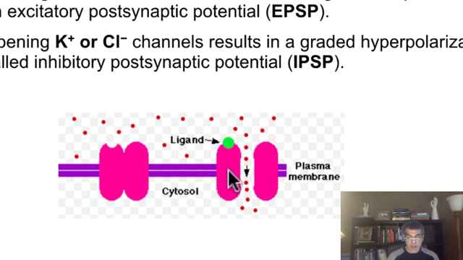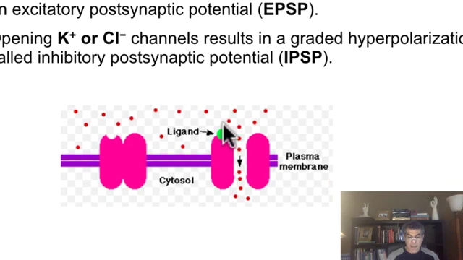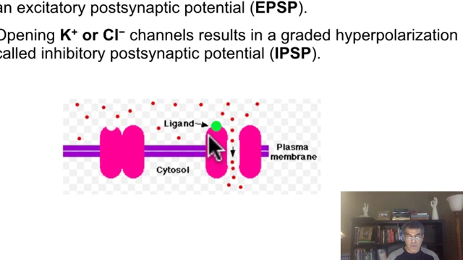By the same token, if this channel is for potassium, potassium is going to leave the cell, the inside of the cell becomes negative, and as a result, we also create inhibition. You have to be able to predict what is going to happen after your channel is open. If a positive ion comes in, it's going to stimulate, and it's called EPSP. If a negative ion comes in or a positive ion leaves the cell, it's called IPSP, or inhibitory postsynaptic potential.